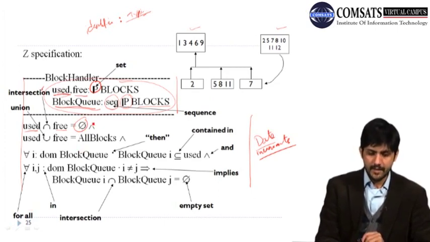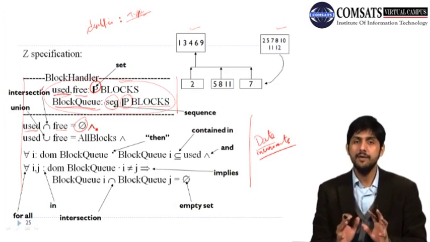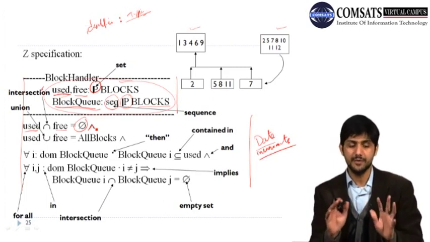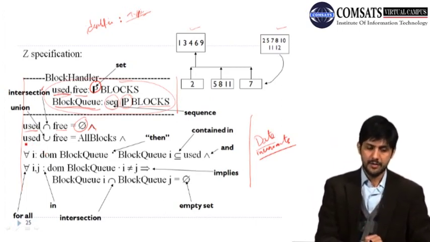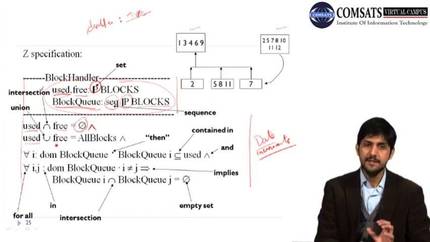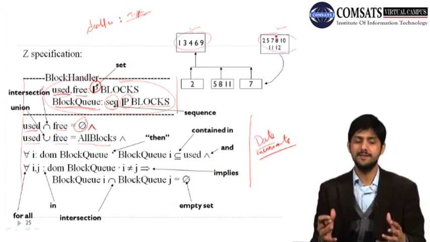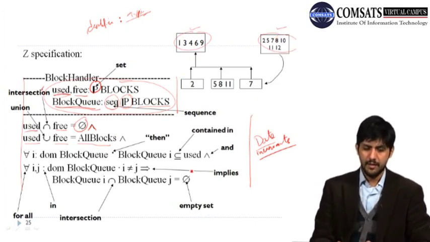And this particular sign says and. So there is no or here. We want all these conditions to be true throughout the execution of the system. So that's why we have an and here. So we are saying and the union of used and free sets of blocks should be all blocks. So when we combine these two sets, it should be all the blocks in the system. Which should be true.